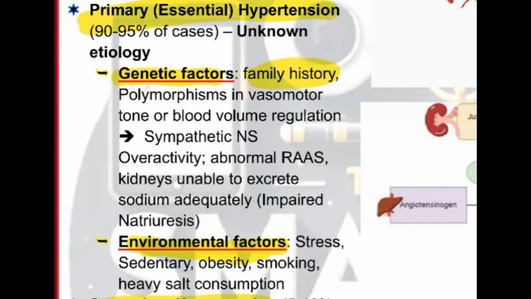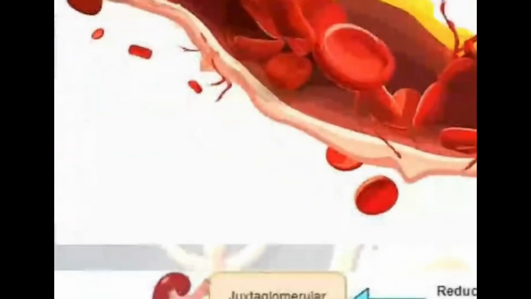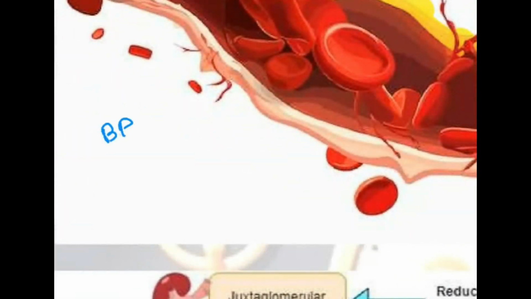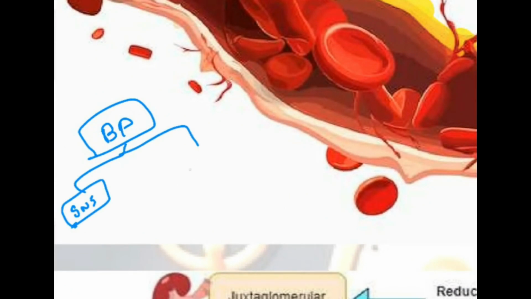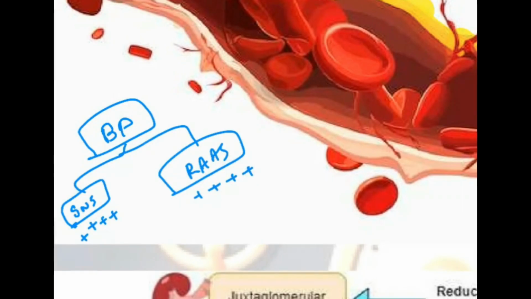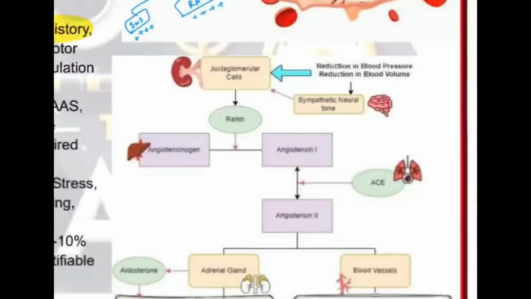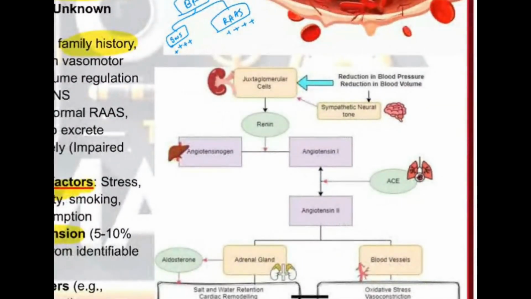Before that, I'll tell you, blood pressure in the body is mainly regulated by two factors. One of them is the sympathetic nervous system and another is RAS. If you stimulate the sympathetic nervous system, BP will increase. If you stimulate RAS, BP will increase. What is RAS? RAS is the renin angiotensin aldosterone system. Everybody knows it. From JG cells, renin is released, which will convert angiotensinogen to angiotensin 1. Then angiotensin 1 to 2 is converted by ACE.